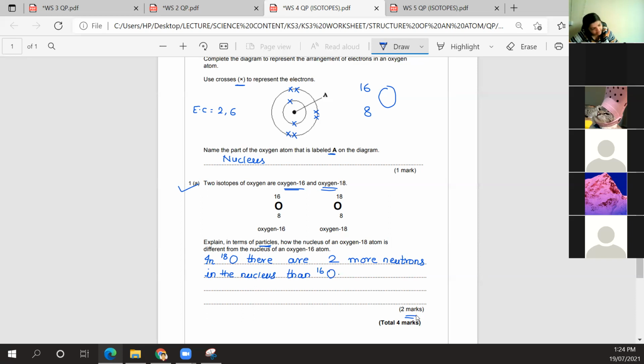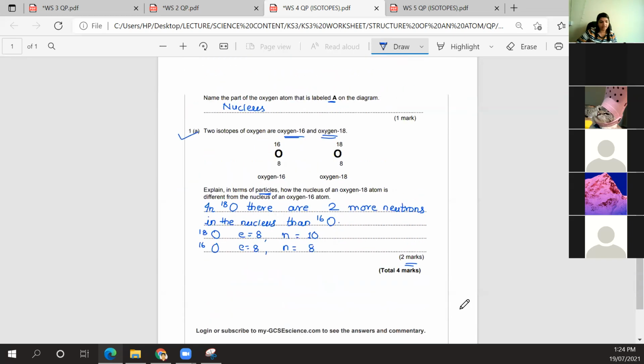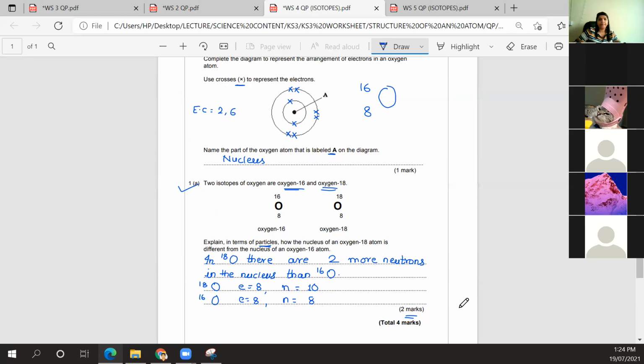oxygen 16. And we can also write that oxygen 18 has electrons 8 and neutrons 10, and oxygen 16 has electrons 8 and neutrons 8. So this gives a clear picture because it's a 2-mark question. So we need to understand how to write the answer. Okay. And moving on to the last question.